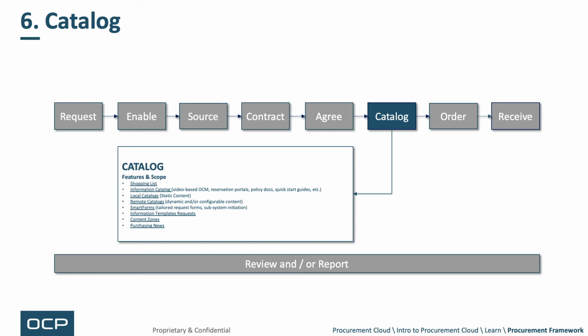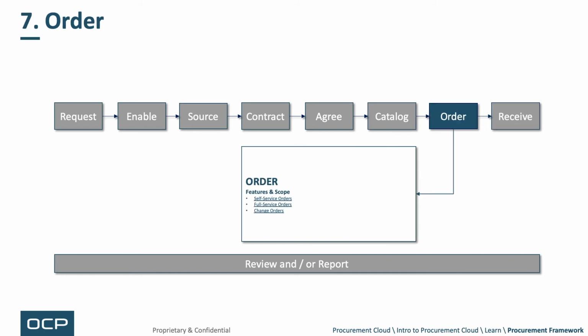Keeping with this, there's information template requests, which is more of just additional or ancillary information that gets captured with the requisition line. Then you have content zones as a way to secure or broadcast different content constructs, aka catalogs, to different users. And then lastly, purchasing news, which is a uniform way to broadcast banners, etc., to requesters. So that's the catalog train stopper task.